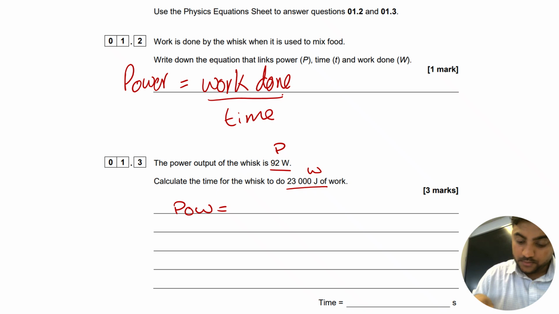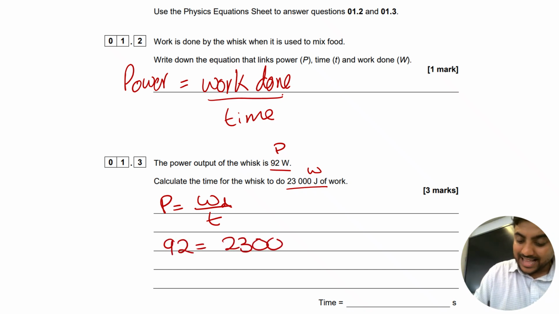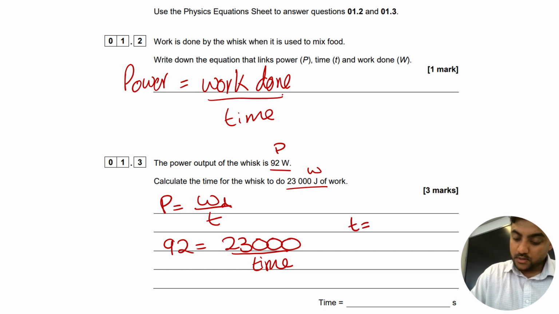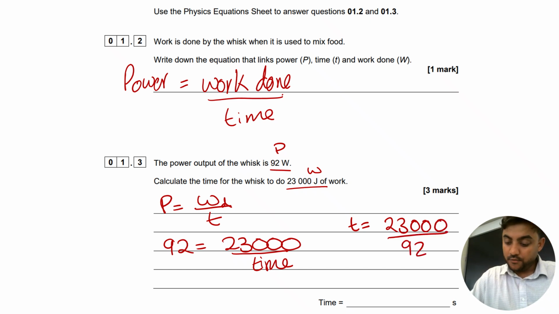Power is equal to work done over time. Therefore, 92 is equal to 23,000 divided by time taken. We rearrange this equation to make time the subject. Time is equal to 23,000 divided by 92, which gives us an answer of 250 seconds.